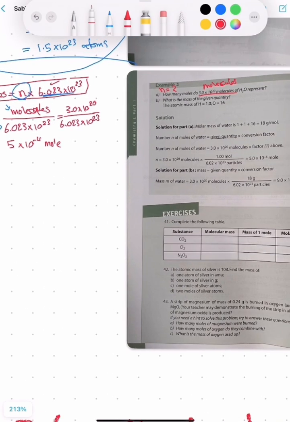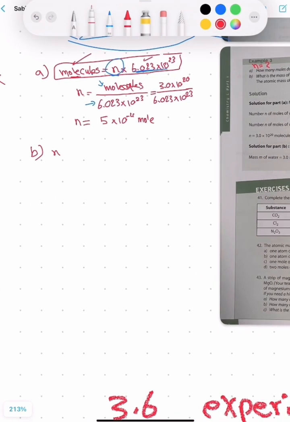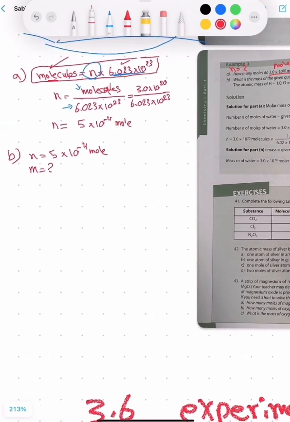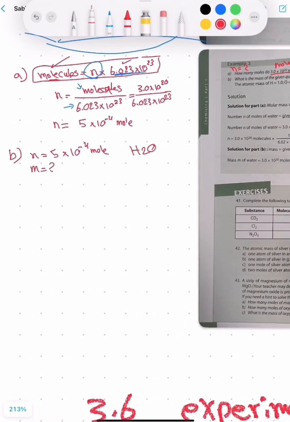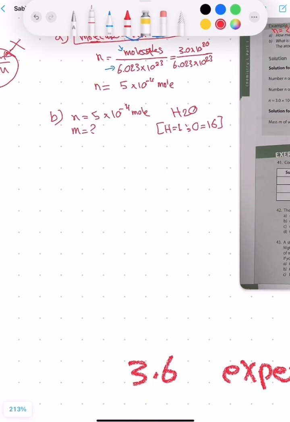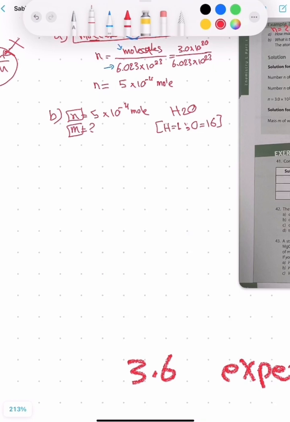Question B says, what is the mass of the given quantity? So mass is unknown. Now, what do we have so far? Number of moles. Then mass is unknown. This is for H2O. The question has said that the atomic mass of hydrogen is 1, and oxygen is 16. So, if we have number of moles, we want mass. What rule do we have that has both of them together?